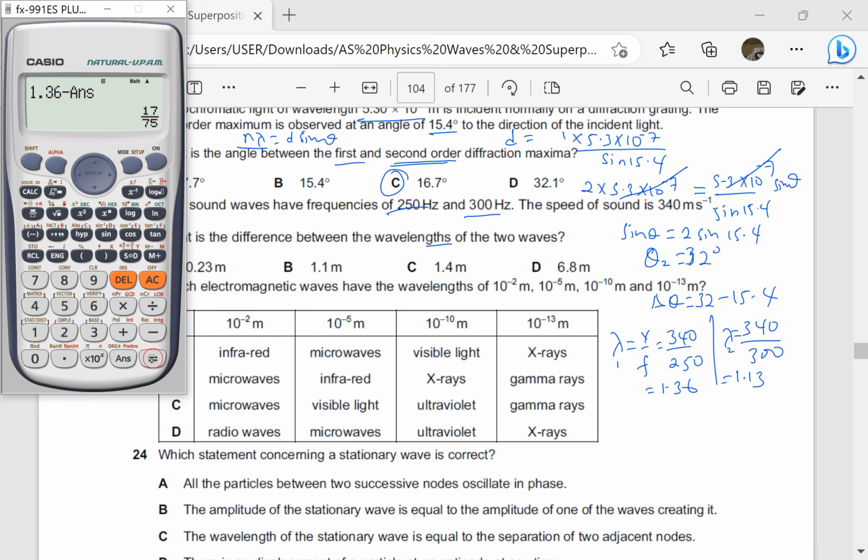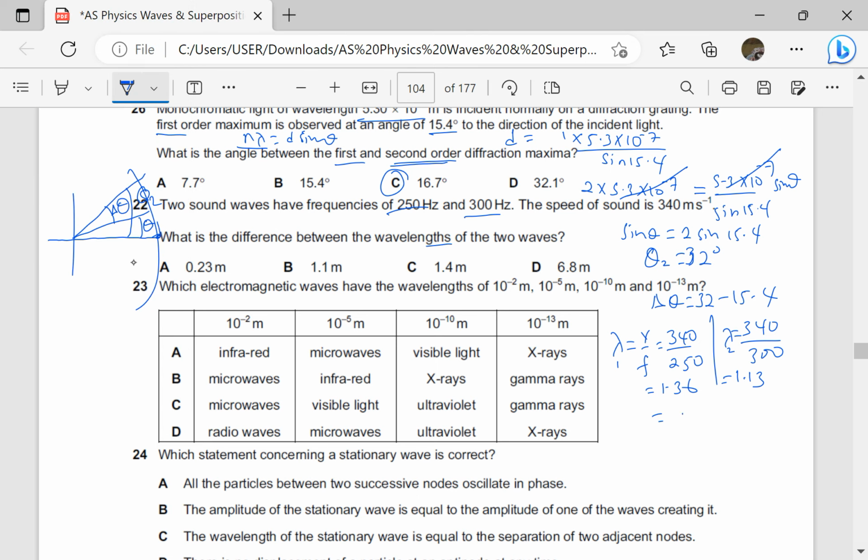1.36 minus the answer, which is 0.0, means 0.23. So the difference is approximately 0.23. So the answer is going to be A.